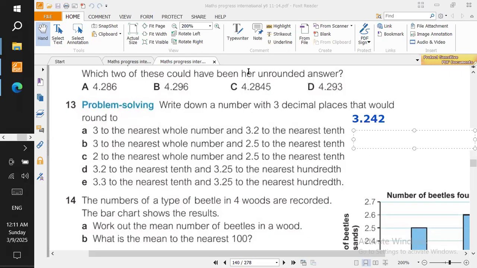So it has to have three decimal places. So it can be 2.5, 2, 3. So to a whole number, it's a 3. And then to the nearest tenth, it's going to be 2.5. And that's the idea of this question, okay? Now let's move on.